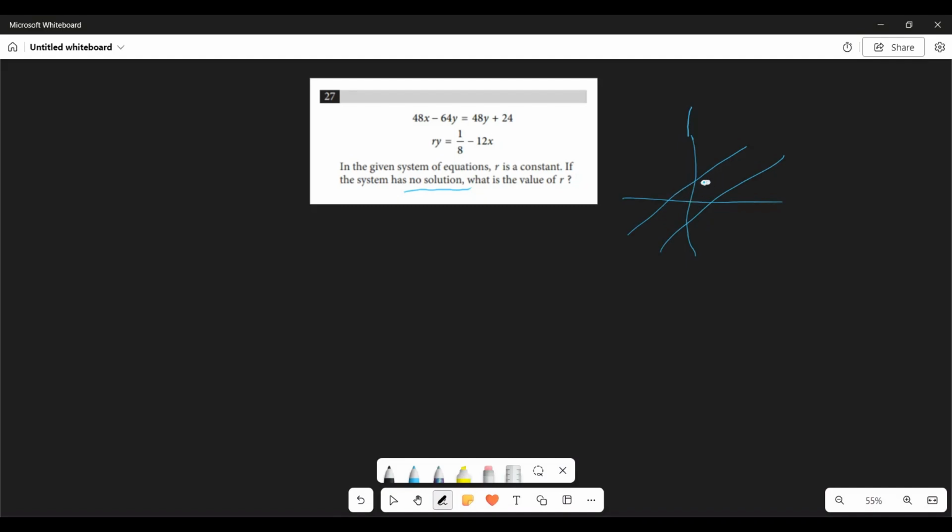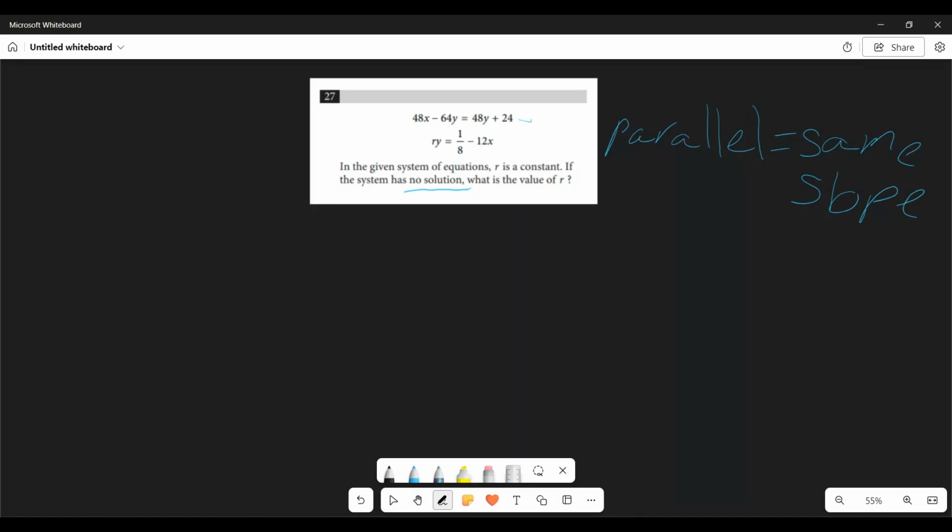And what's another word for two lines that never touch? Parallel lines, right? So if a system of equations has no solution, you should instantly think the two lines are parallel. And if two lines are parallel, that means they have the same slope, okay? So now we have some more info that can let us figure out what R is.